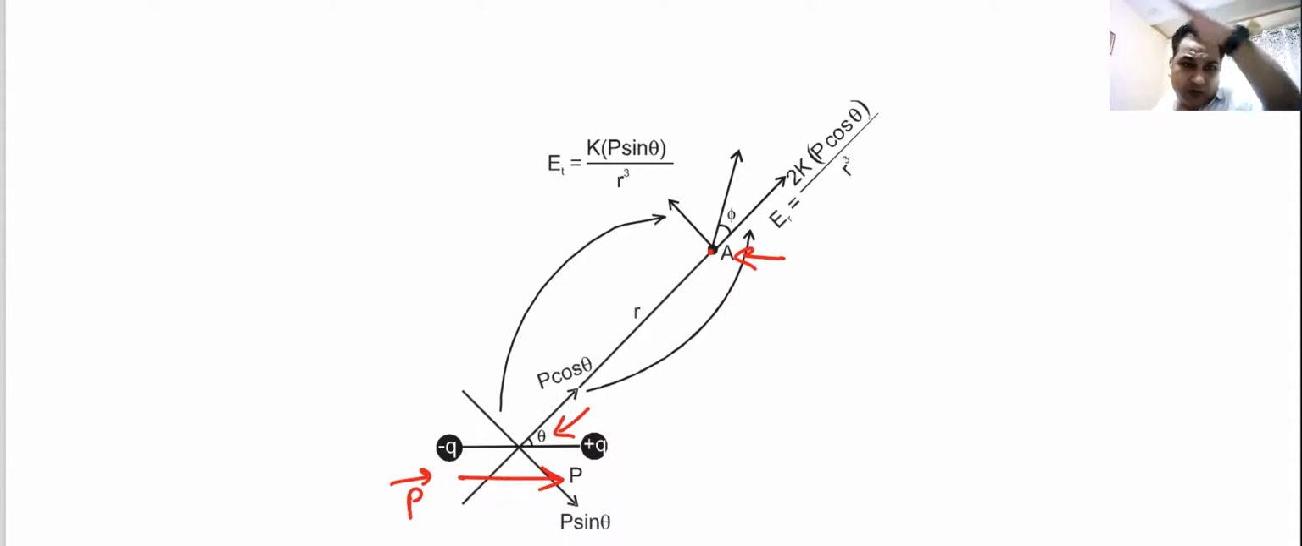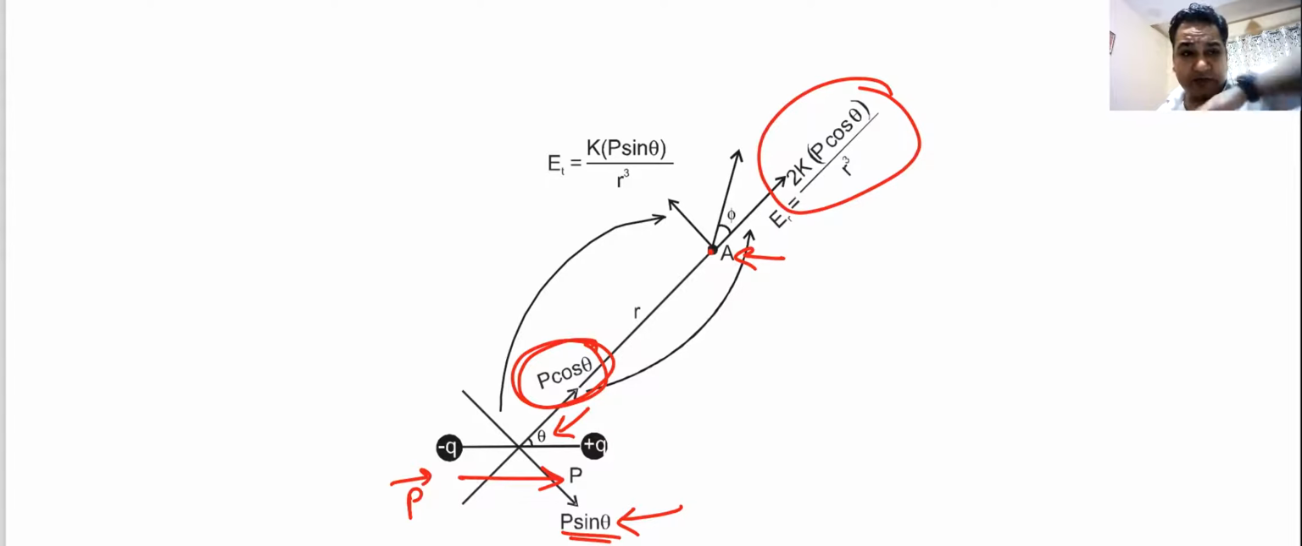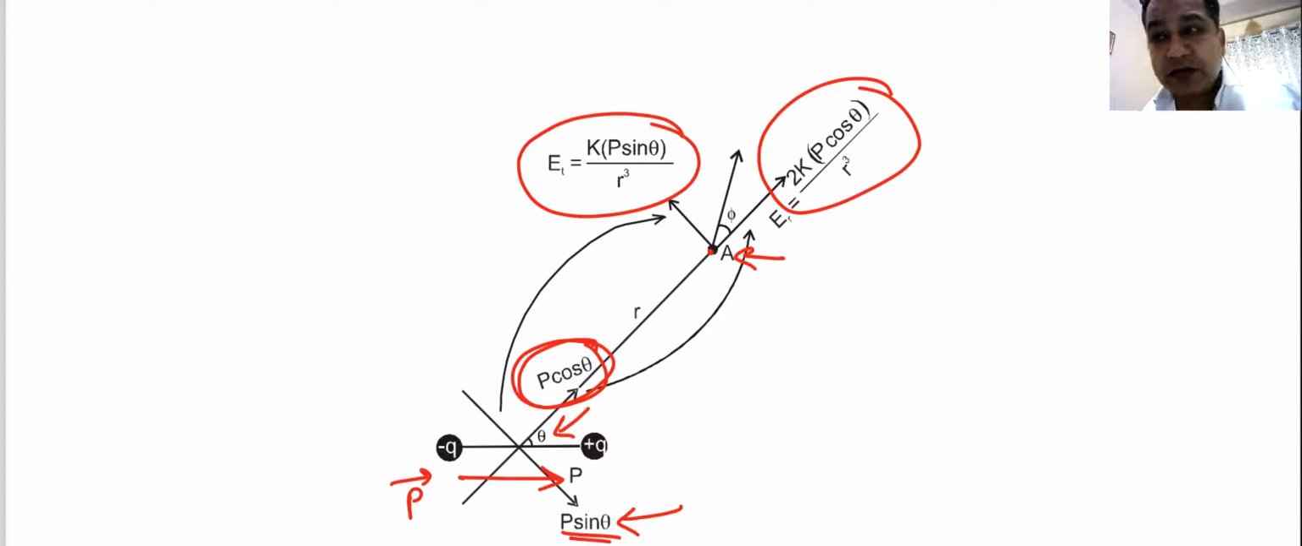What I can do to find the electric field at this point is break this dipole into two dipoles. One is like this, P cos theta. One is like this, P sin theta. For P cos theta, it becomes an axial point, so the field becomes 2k P cos theta by r cube. For this P sin theta dipole, this becomes a point on the perpendicular bisector, and hence the electric field becomes k P sin theta by r cube. This is a very nice way of getting the electric field of this dipole at any general point.